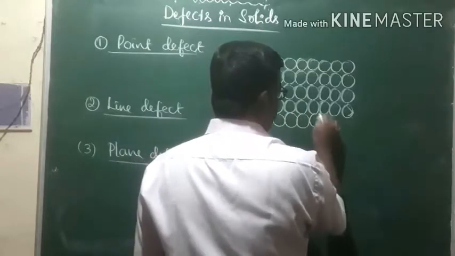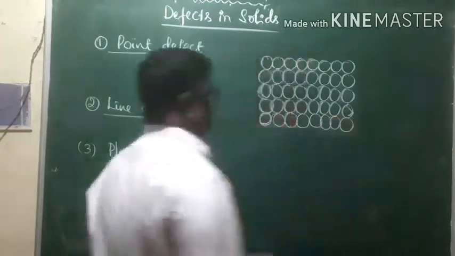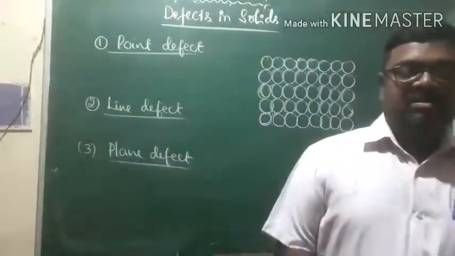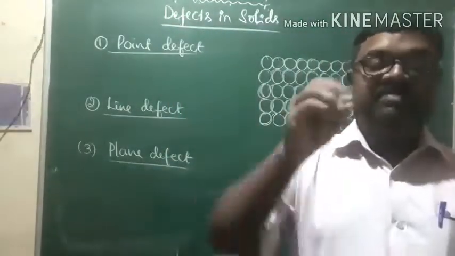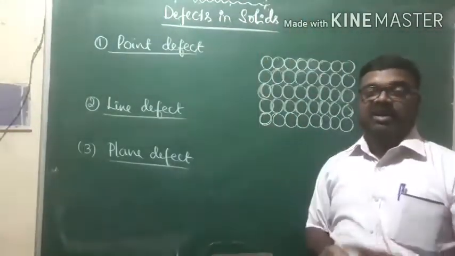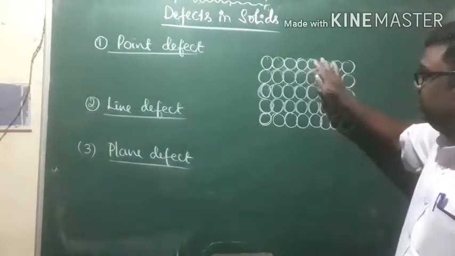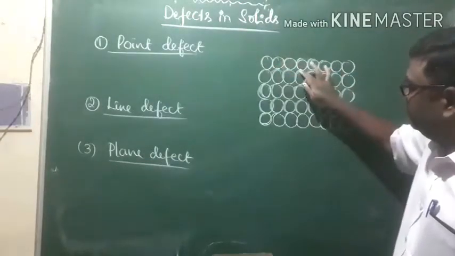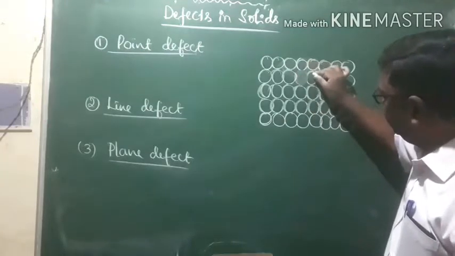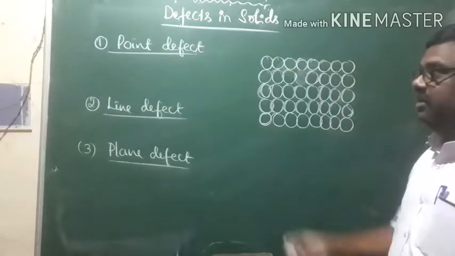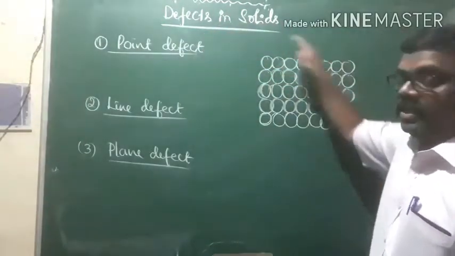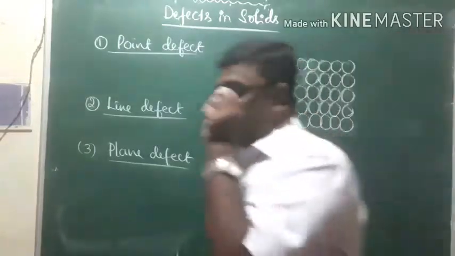Yes, this is one crystal lattice, right? This is one crystalline solid. As far as point defect is concerned, if there is an irregularity or deviation from the orderly arrangement around a particular point, if the defect is limited to one particular particle or one particular point in a crystal lattice, that is called a point defect.